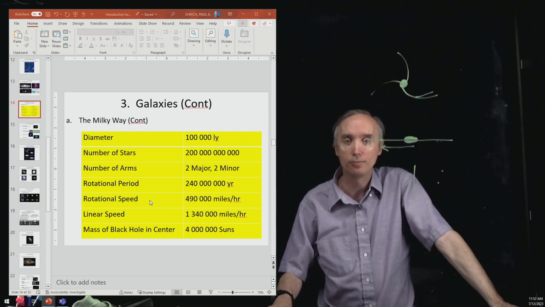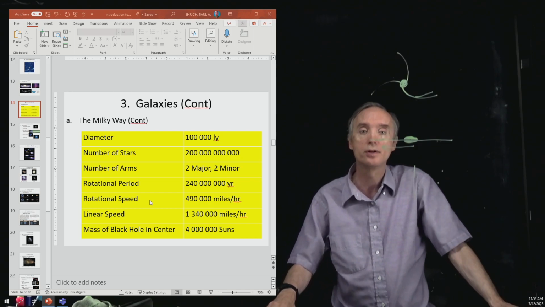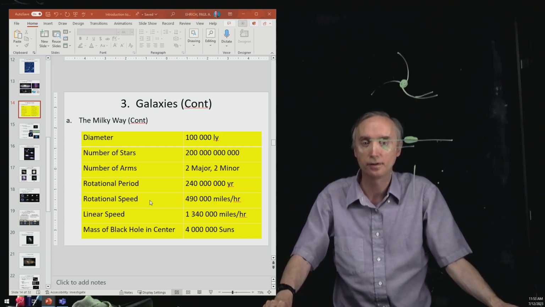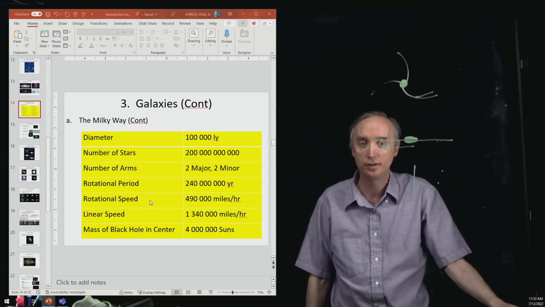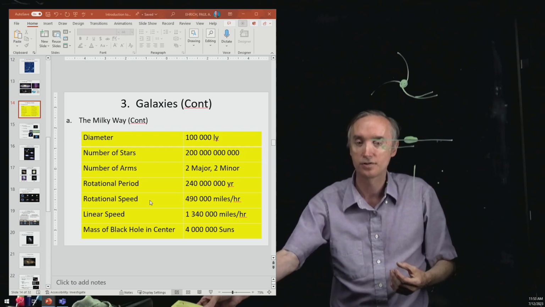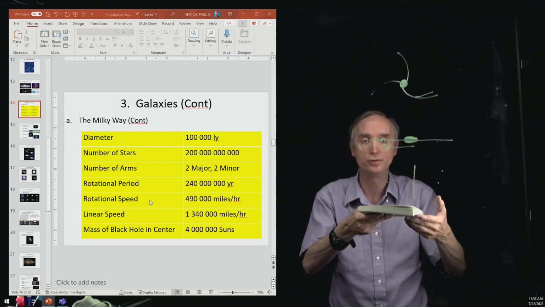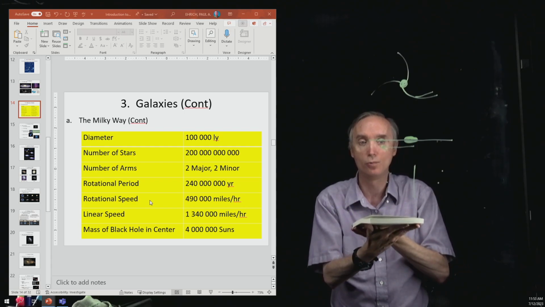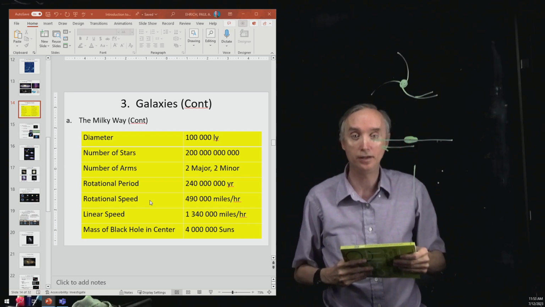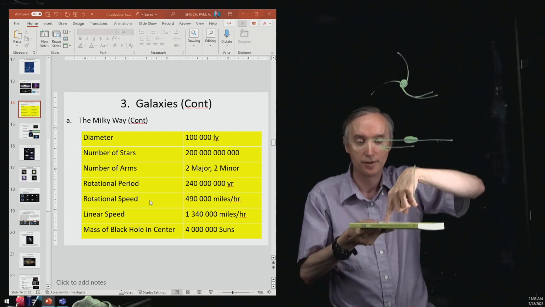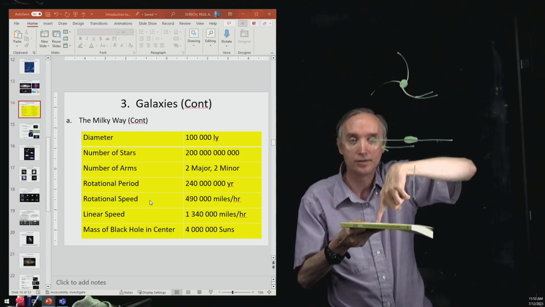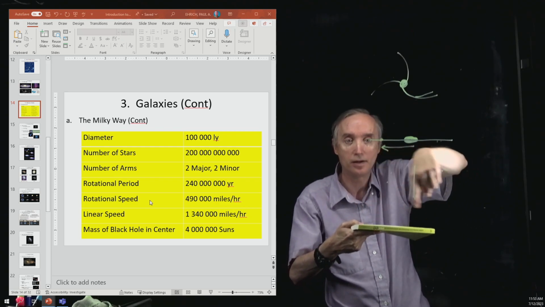I mentioned that our particular galaxy has 2 major arms and it has 2 minor arms. The rotational period of our galaxy is 240 million years. So that means it takes 240 million years for our galaxy to make one complete revolution. Then the rotational speed: as this thing is rotating, that means that our sun has a velocity as it's being carried around.